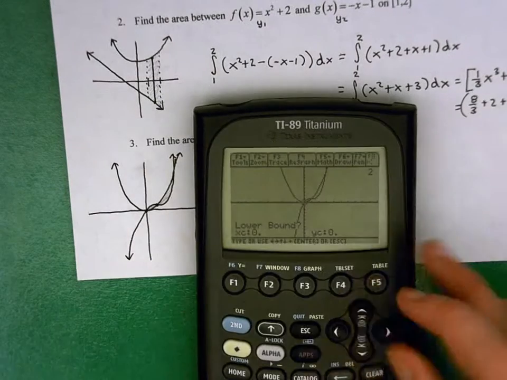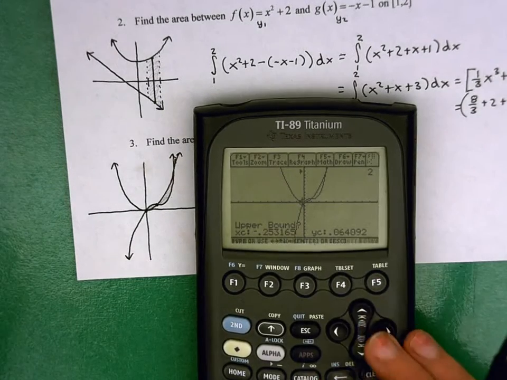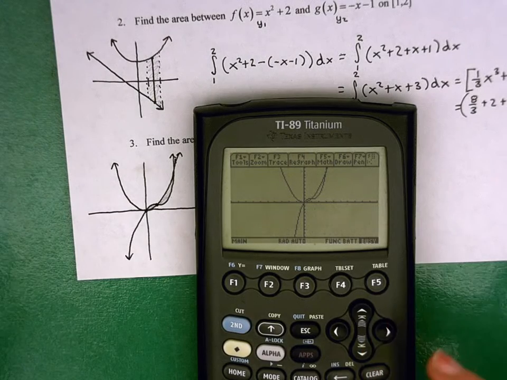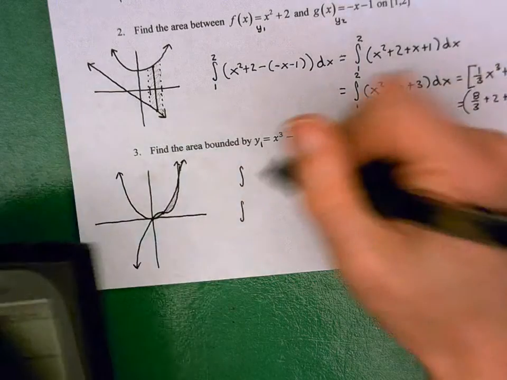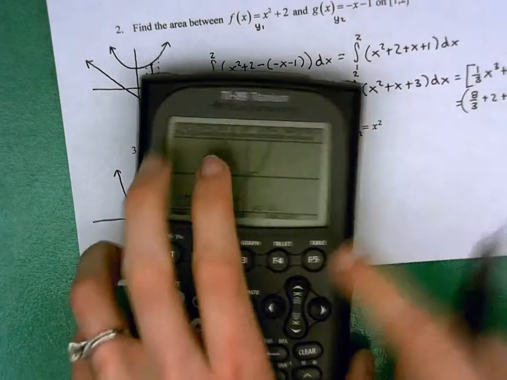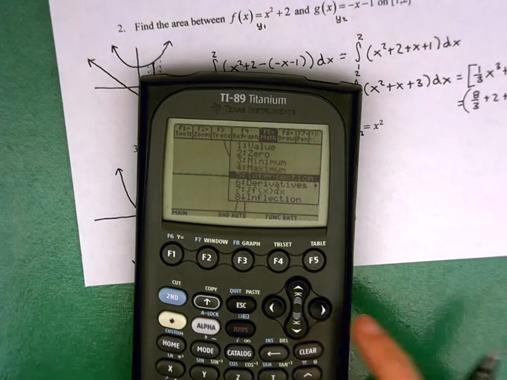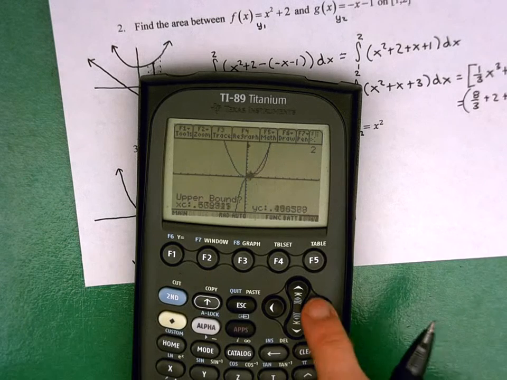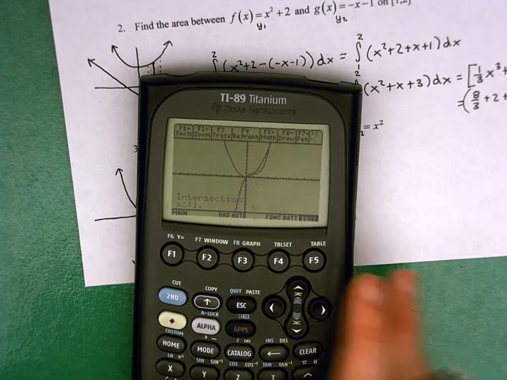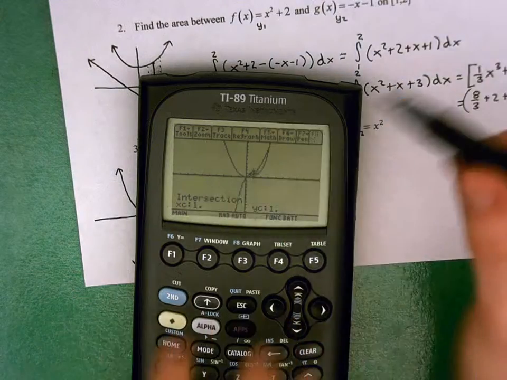Okay, and then it's going to ask for our lower bound and our upper bound. And our first intersection there is at x equals 0. And then second intersection, same thing. First curve, second curve, lower bound and upper bound. And our second intersection is at 1.